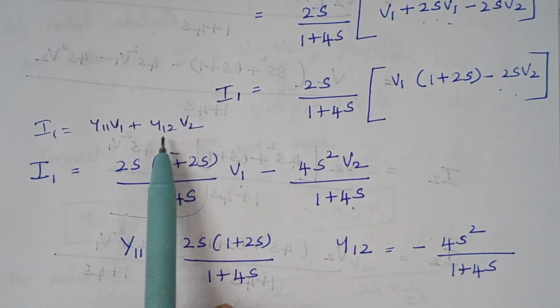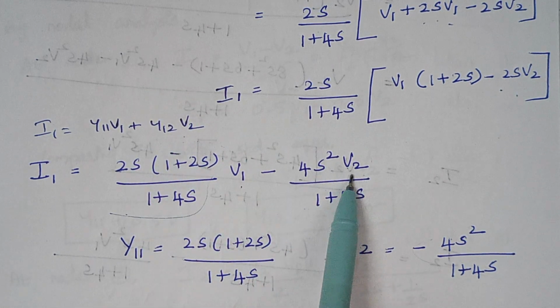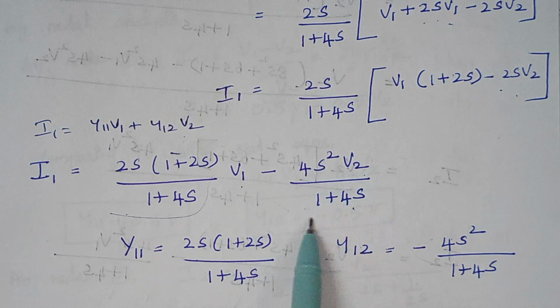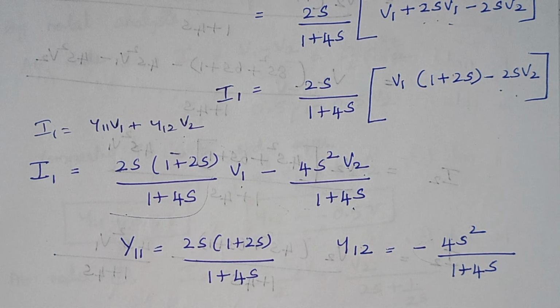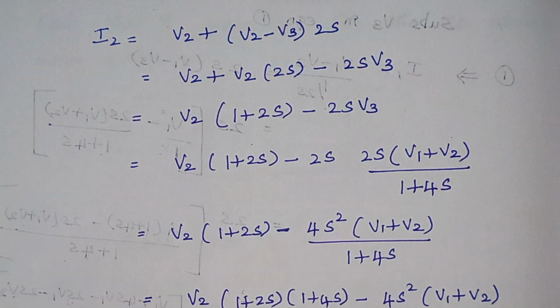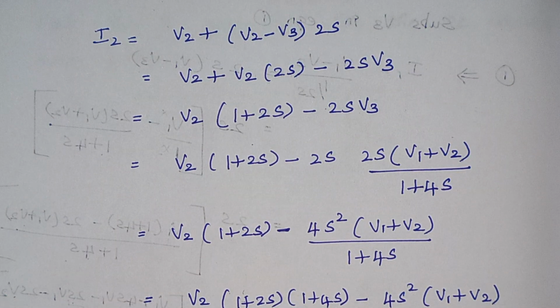So again v2, here also v2. So the coefficient of v2 is y12. So here the coefficient of v2 is this entire term, minus 4s square divided by 1 plus 4s. So we have calculated two parameters. Now we are going to find the remaining two parameters. So for that we are taking our second equation.